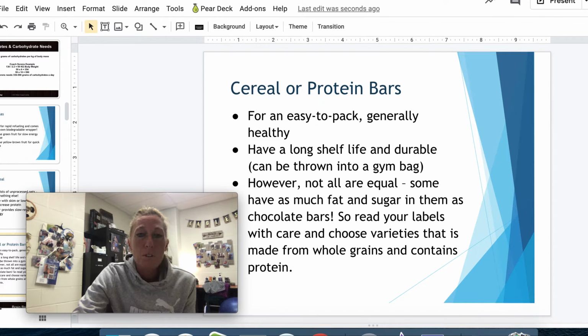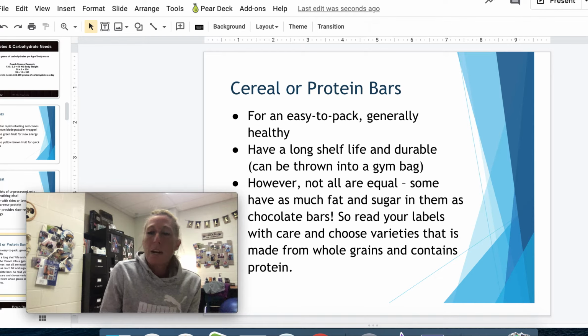Cereal or protein bars. There's a wide variety of cereal protein bars. Some of them have lots of sugar in them and are really no better than a candy bar. And some don't have that much sugar and are much better for you. They're easy to pack. They're generally healthy. They have a long shelf life, so you can leave it in your bag for a while. However, they're not all equal. Some have much more fat and sugar than others. So read your labels.